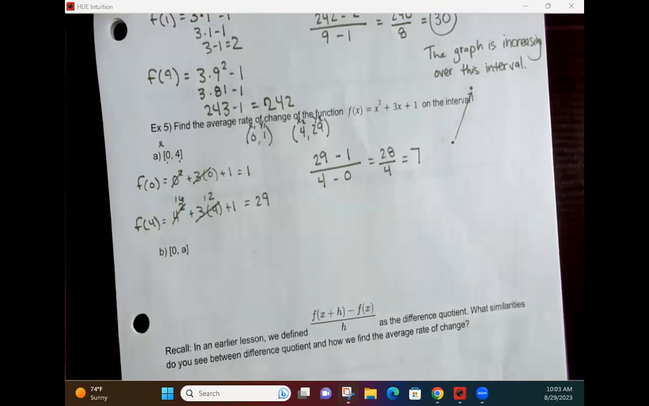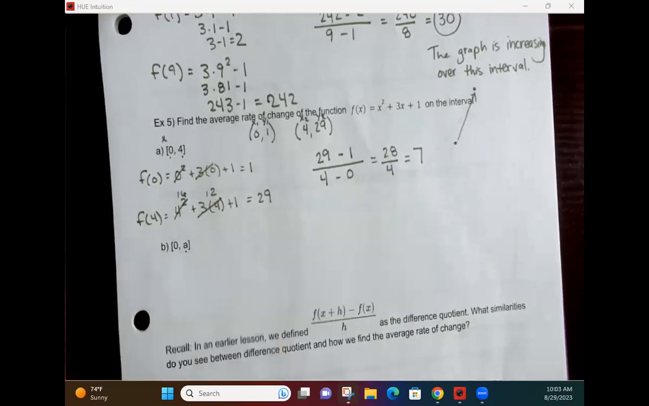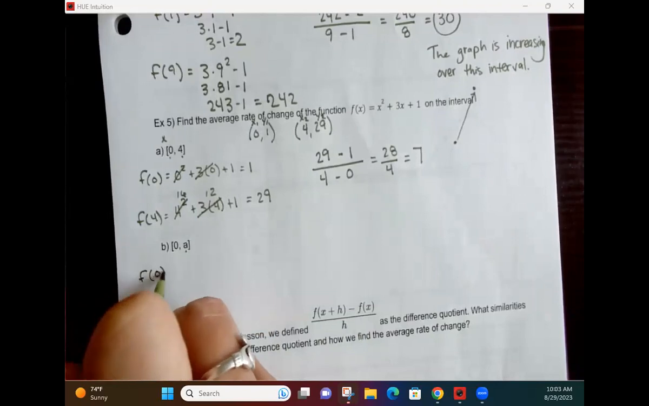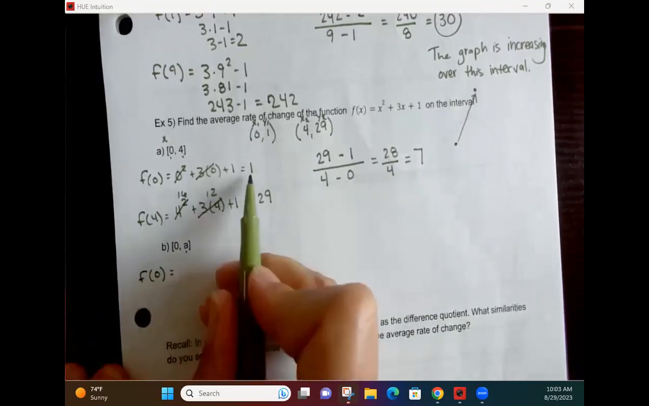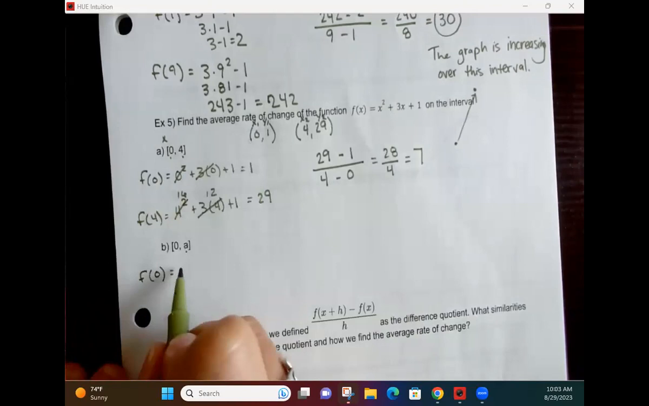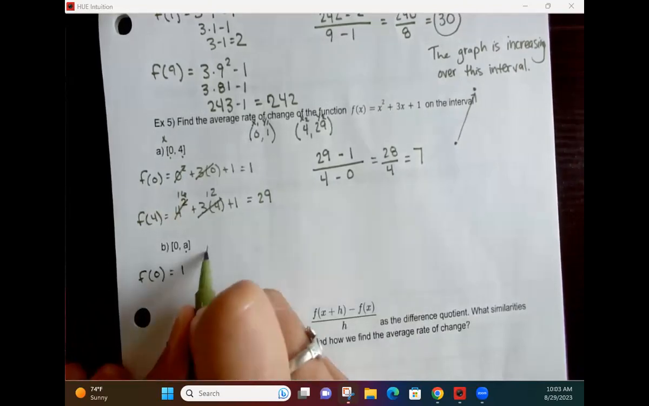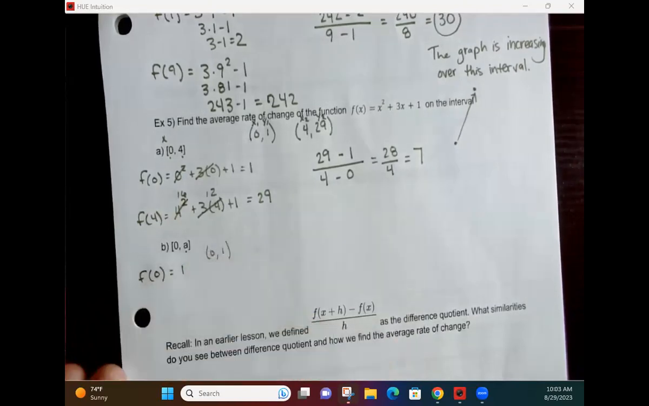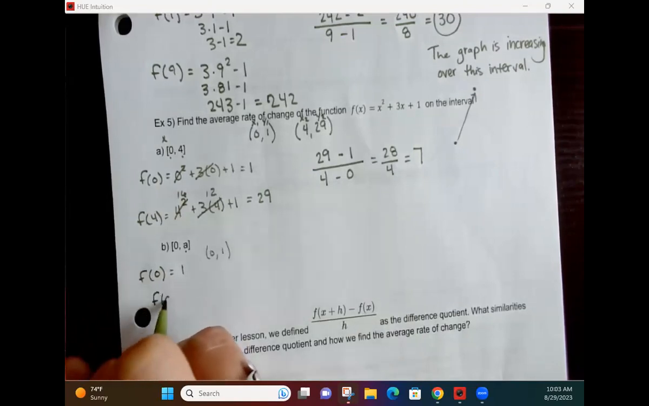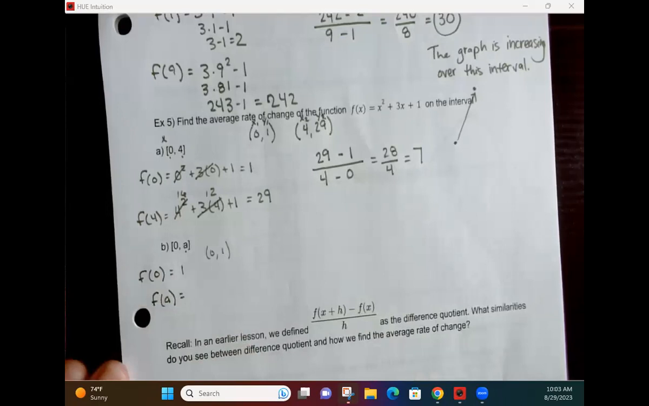For B, same idea, but this time I left one of them as a. So we're going to start by finding f of 0, which conveniently we already know, right? We already found f of 0. We know that it's 1. So we've got the point (0, 1) we're working with. And then we also need to find f of a. I've left this in more general terms this time.